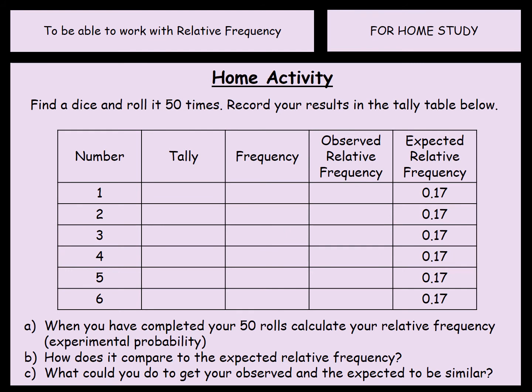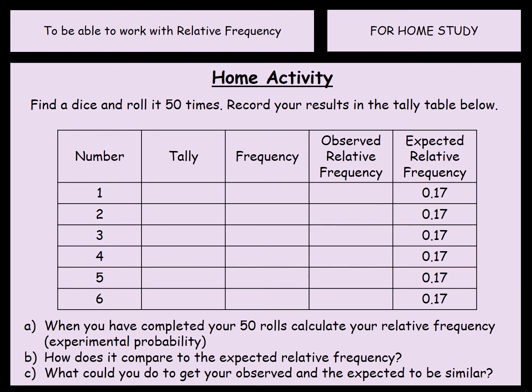Here's an activity for you to try at home. You're going to need to go and get a dice. You're going to have to draw out a table, and I would like you to roll the dice 50 times and record your results in a tally table below. Once you've got all your tallies together, you can turn your tallies into a frequency. So that's just the number that's in your tally. Then you're going to work out your relative frequency. So the frequency out of 50 will be your relative frequency here. So the number of times it landed on a 1 out of 50 will be this.